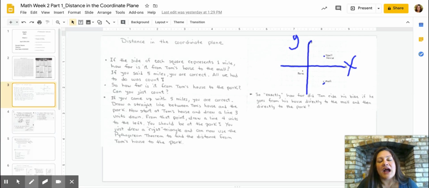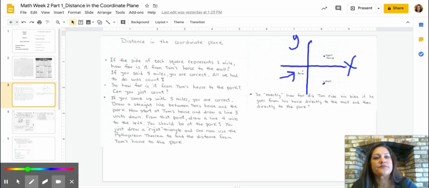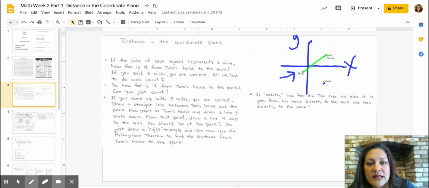Okay, so now we want to know how far is it from Tom's house to the park? And that's actually a diagonal line. How are we going to figure that out? It says if you come up with 5 miles, you're correct. And here's what you're going to do. You are going to draw a straight line from Tom's house to the park. Now start at Tom's house and draw a line 3 units down. 1, 2, 3. We know that is 3. And from that point, draw a line 4 units to the left, and you're at the park.